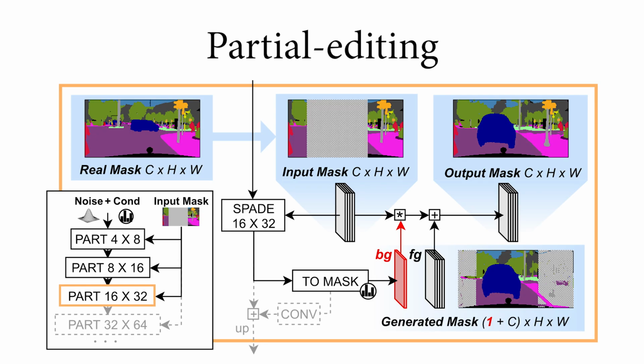Finally, we extend our framework for partial editing of layouts. In this context, the layout generator takes as input a real layout that we wish to edit. We introduce an extra background class to control the degree of novelty that is expected. And we replace the convolutional residual blocks in our architecture by SPADE residual blocks to account for the layout input.